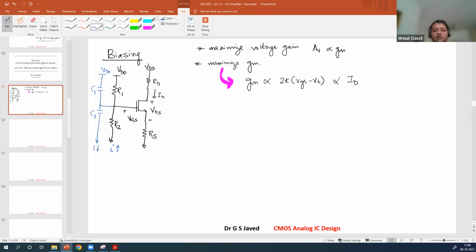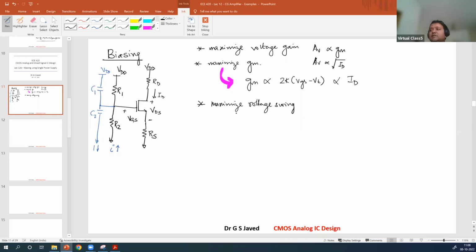What is the other goal that you have to get? The other goal is to maximize the voltage swing. What voltage swing? Output voltage swing. You should optimize the voltage. So GM is related. This would be Rout ID.